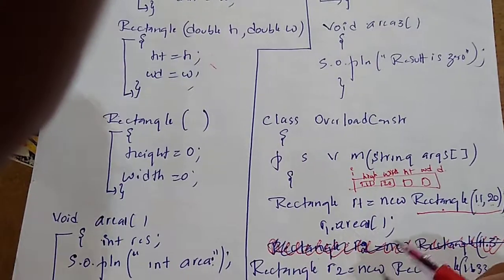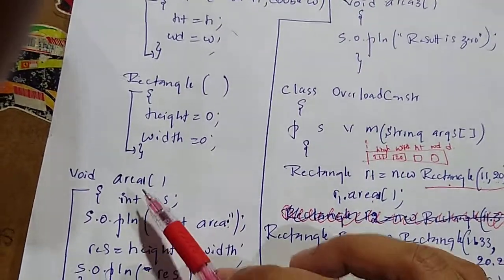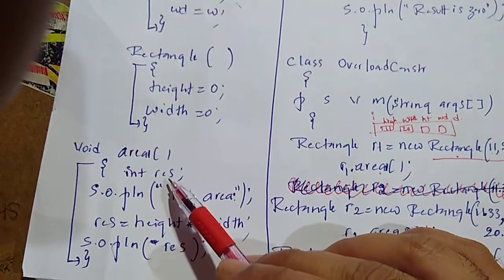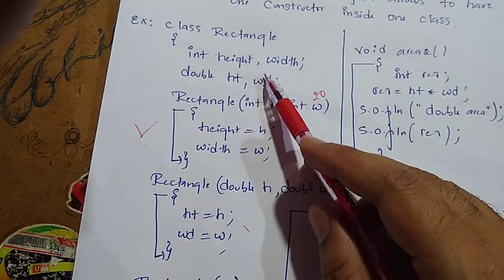Okay, 11 and 20. Next I'm calling r1.area1. So we have area1 that will be called. This one is called a local variable, whereas this one is called an instance variable.